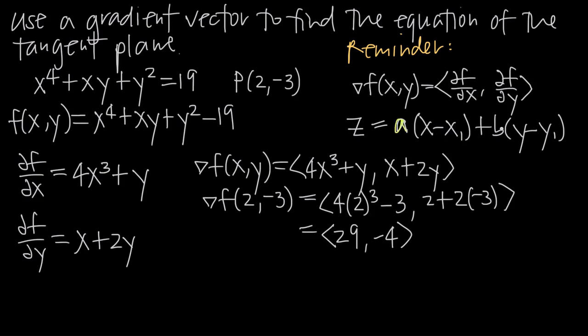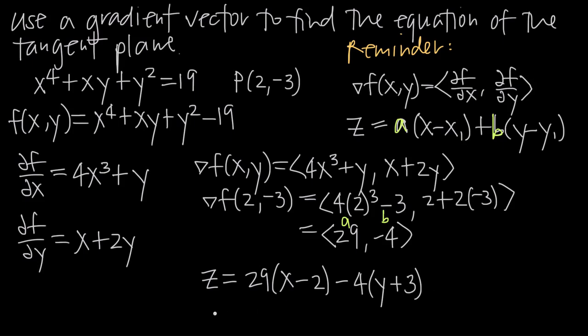So we had these values here, a and b. Well, those are going to come from these numbers we just found here. So we're going to plug those into our equation. We're going to get z is equal to, a we know is 29, multiplied by (x minus x1). Well, x sub 1 comes from the point P, so we take the x value there and we say -2. Then we're going to say plus b. Well, b is -4, so plus -4, multiplied by (y minus y sub 1), which comes from the point P, that's -3. Well, y minus a -3 is the same as y plus 3.